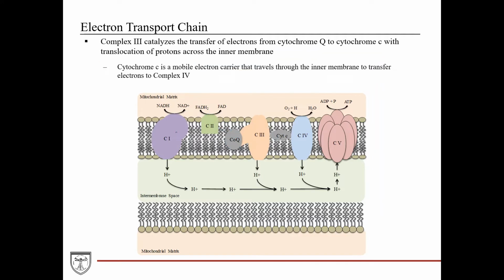All right, so now that you've transferred electrons from complex 1 to coenzyme Q and complex 2 to coenzyme Q, you have complex 3, which is going to catalyze the transfer of electrons from coenzyme Q to cytochrome C. You're going to have the electrons transferred into complex 3 onto one of those cytochromes, cytochrome C specifically. As a result, you're going to translocate protons across complex 3 into the intermembrane space. Cytochrome C is a mobile electron carrier that travels through the inner membrane, as we show here, and then it transfers the electrons to complex 4.